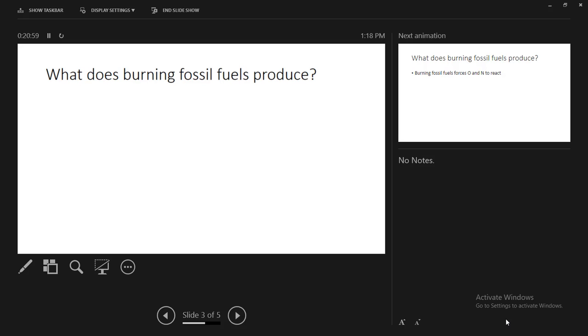One of those things is going to be greenhouse gases, and I'll show you some of that right now. Big picture, burning fossil fuels forces oxygen and nitrogen to react.